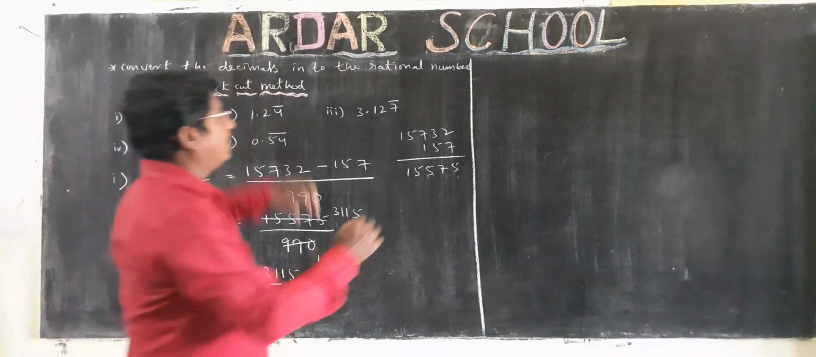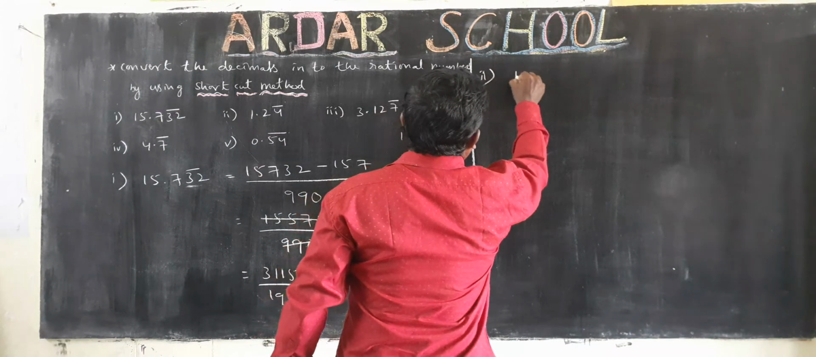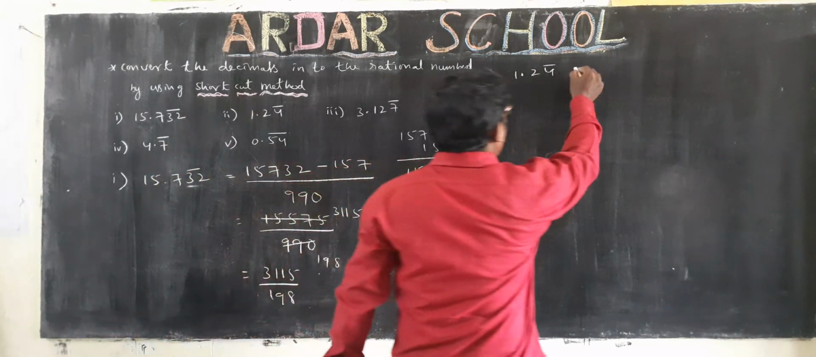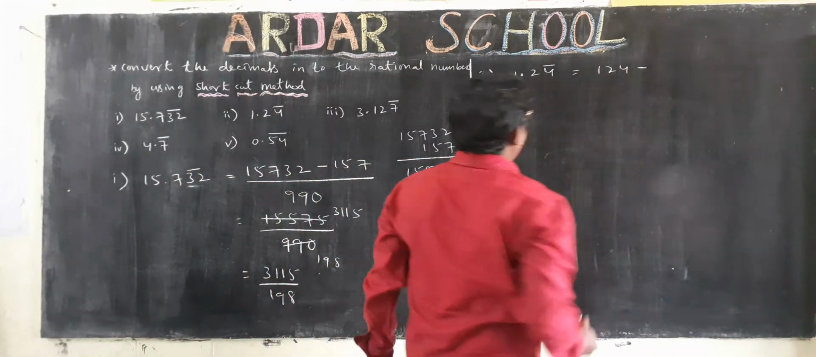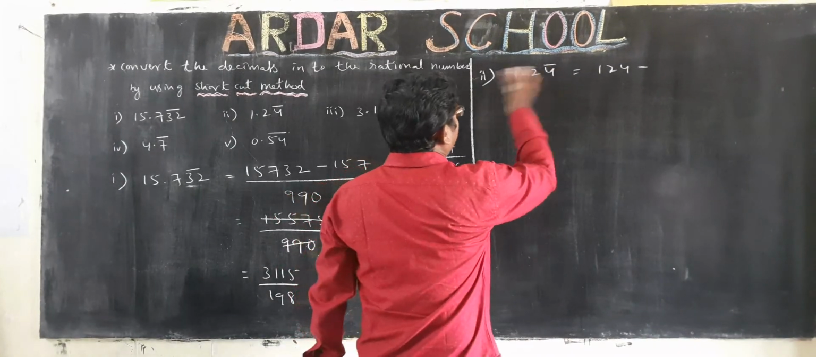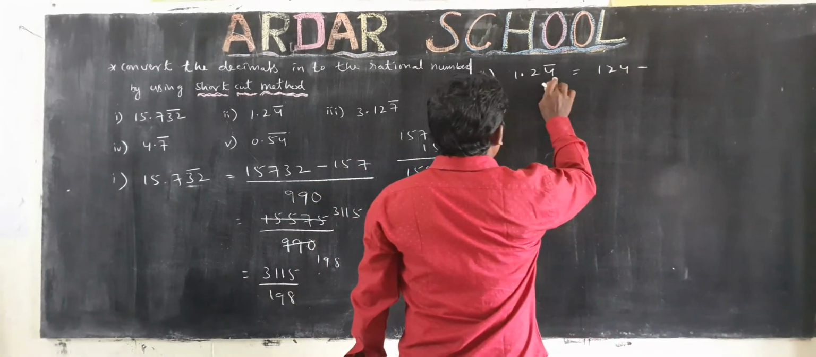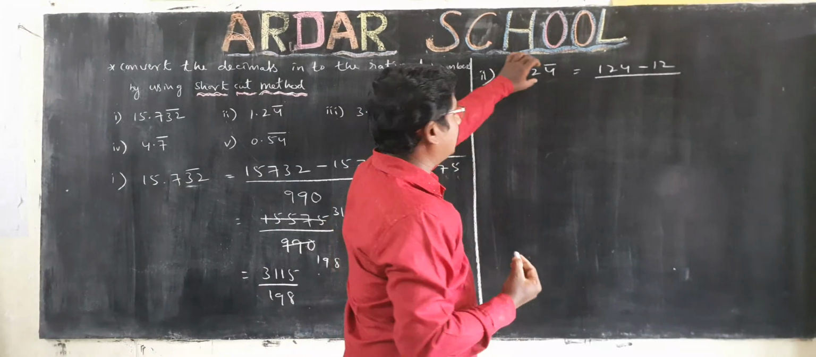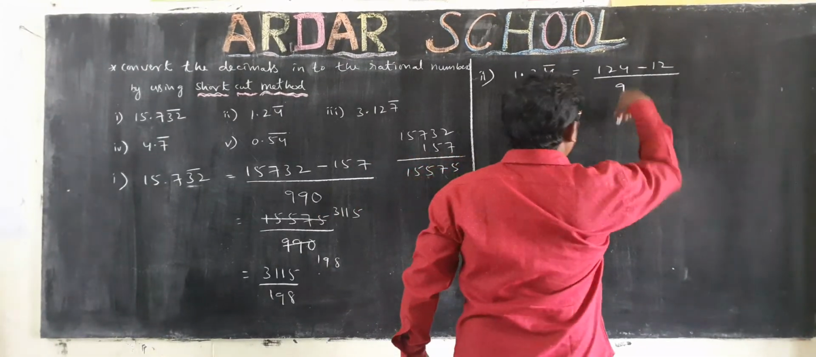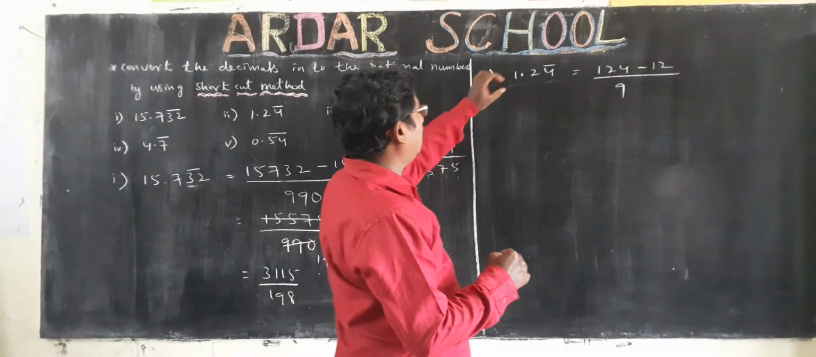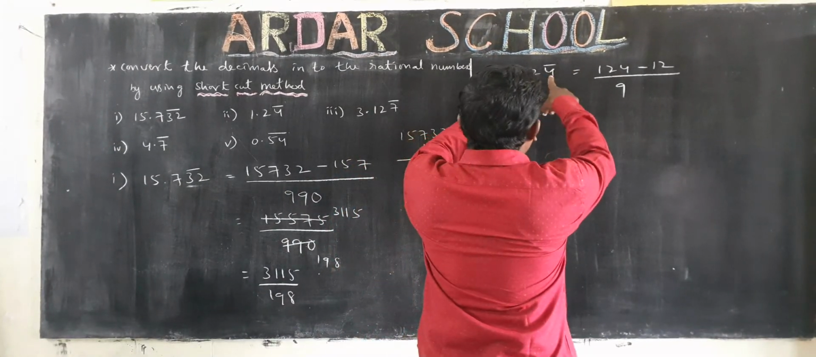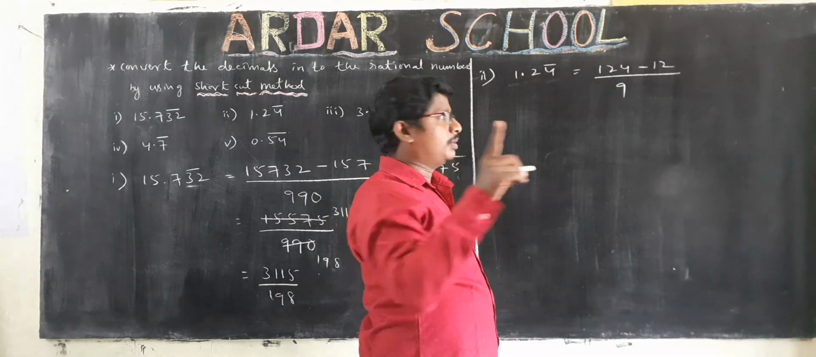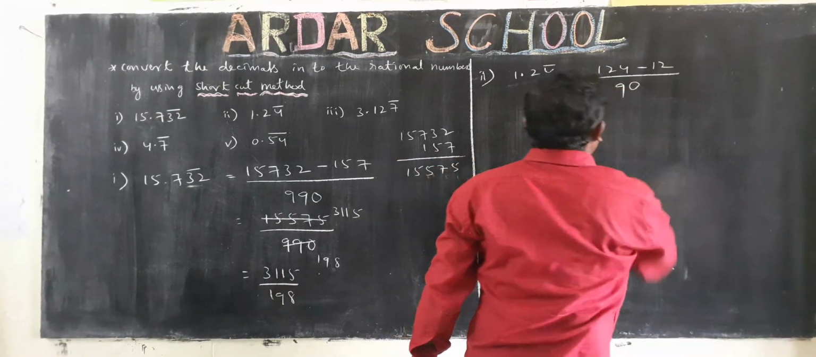Next I am going to the second one, 1.24 bar only. First of all, write the total number 124 minus, then write the number before the recurring part, that is 12, by, what is the periodicity here? 1. So you write 1 nine only. Next, find how many digits are between the decimal point and the recurring part. 1 decimal digit, so write 1 zero.